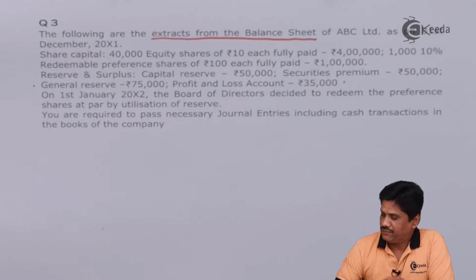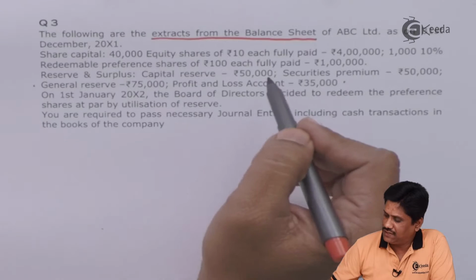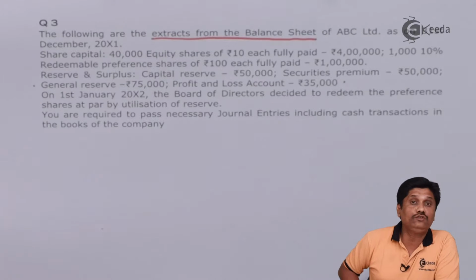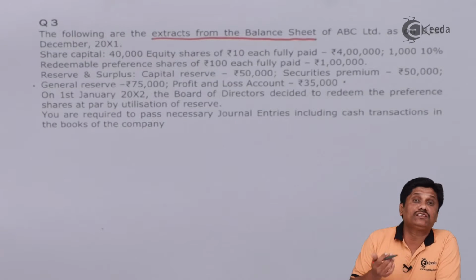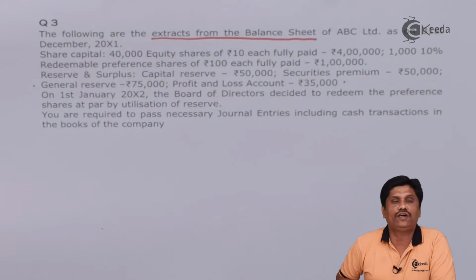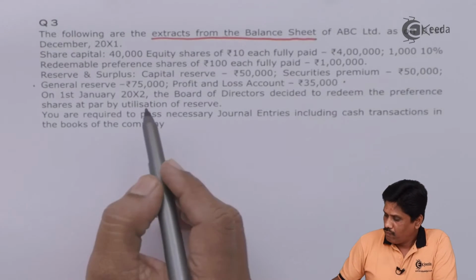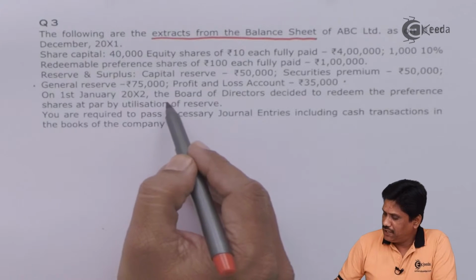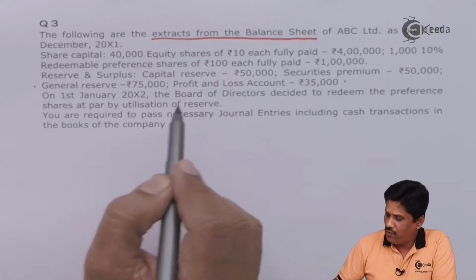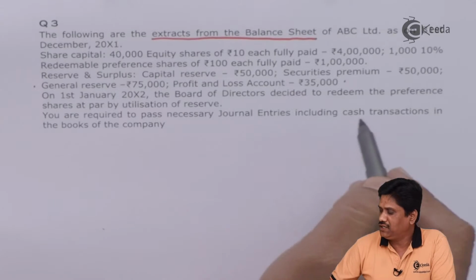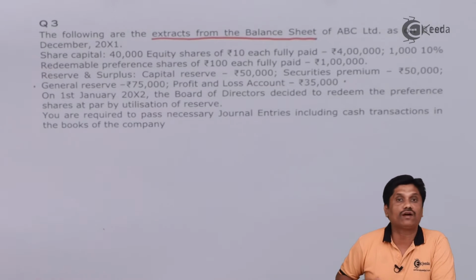Available is 35,000. Sir, can we use other reserves like securities premium and capital reserve? No. We'll use divisible profit. Divisible profit means such profit from which we can pay dividend. Such profit you have to use here. On 1st January 2000, the Board of Directors decided to redeem the preference shares at par by utilization of reserve. You are required to pass journal entries including cash transactions in the books of the company.